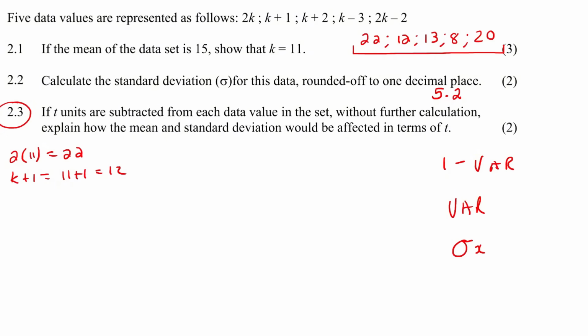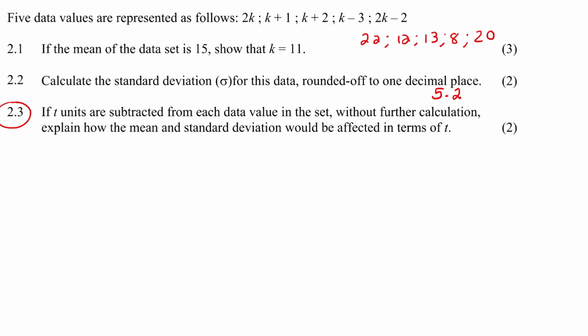Okay, and then this last one says, if t units are now subtracted from each data value, without doing a further calculation, explain how the mean and standard deviation change. I'm actually seeing this question pop up quite a bit in exam papers. So let me explain how this works. I'm going to give you a quick little explanation on how these kinds of questions work, and also what standard deviation actually means. So let's say we have two classes.